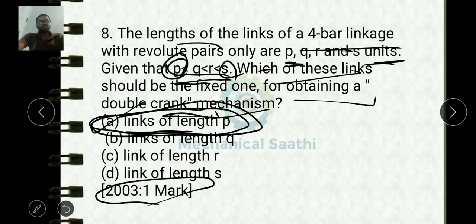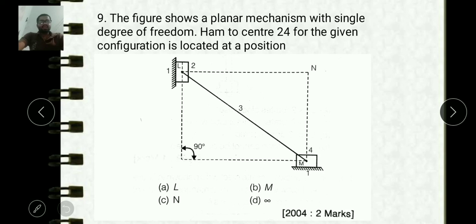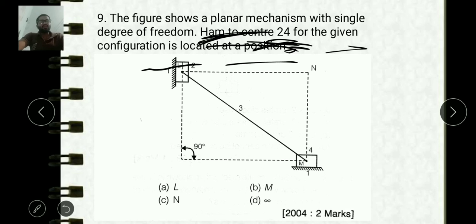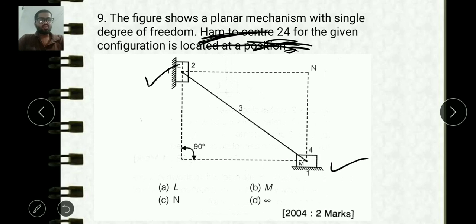Moving forward, here it is given: the figure shows a planar mechanism with a single degree of freedom. We need to calculate I center 2 4, the instantaneous center 2 4, for a given configuration, located at a position. So we need to find out the position of that I center, 2 4. Let me erase some portion. This is link 1, the fixed link, this is link 2, this is link 3, and this is 4. So we need to find out this 2 4.